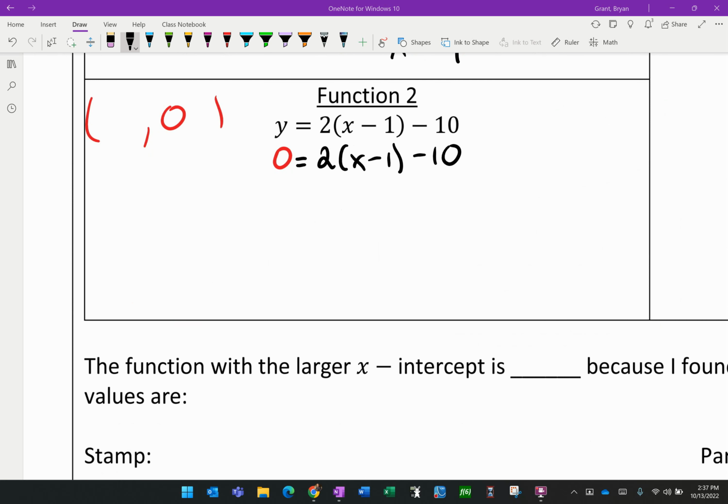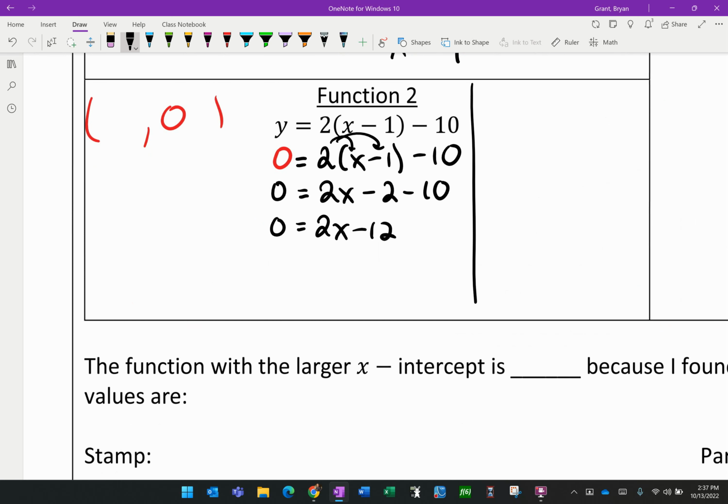Function 2, we need to isolate x. I think most of us would probably start with a bit of distributive property, 2x minus 2 minus 10, and of course, some combining like terms. I'm probably going to run out of room, so I think I'll have to use a little bit of space over there, but that's all right. X is not alone. We need to work our way through SADMAP here.